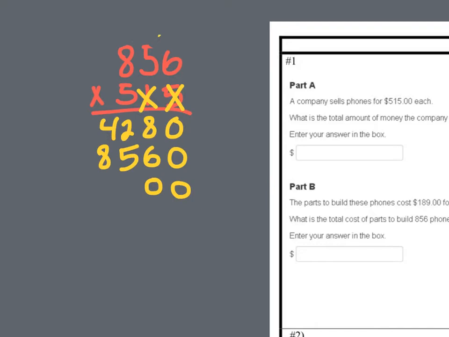5 times 6, well, it's going to be the same exact number as your first row because it's going to be the same math. It's going to be 5 times 6, 5 times 5, and 5 times 8. So I'm just going to copy the first numbers. There we go. And let's go and add these up.